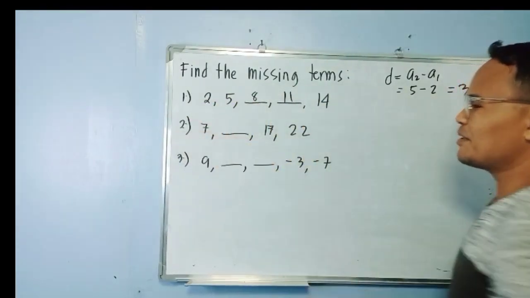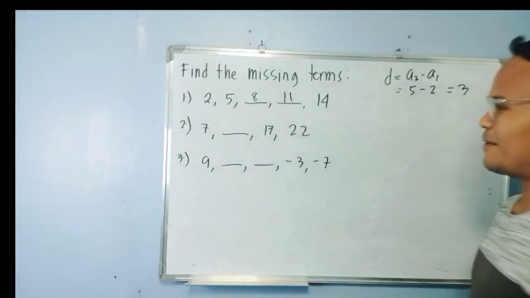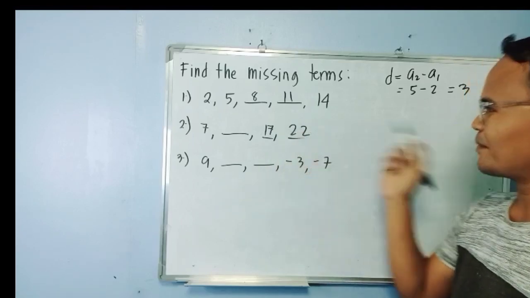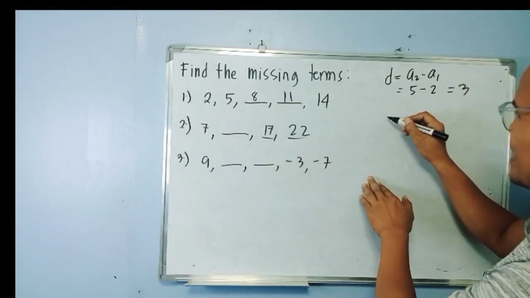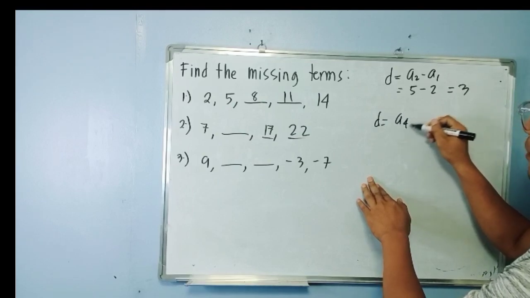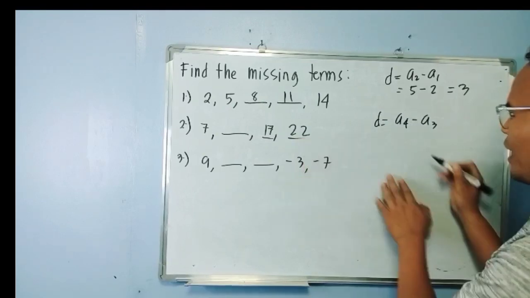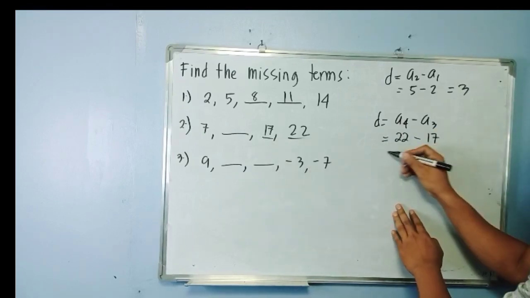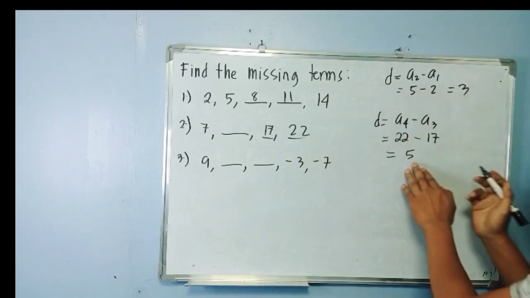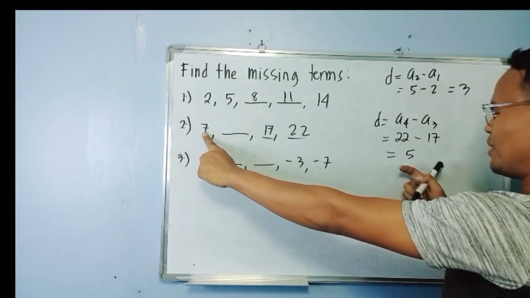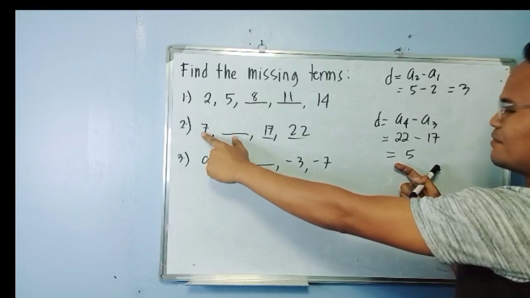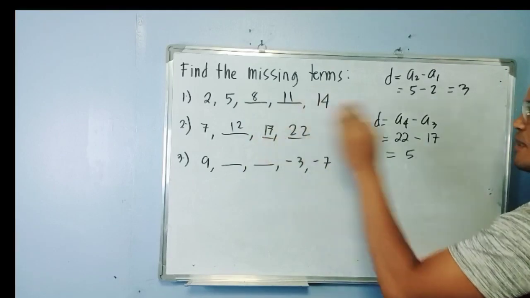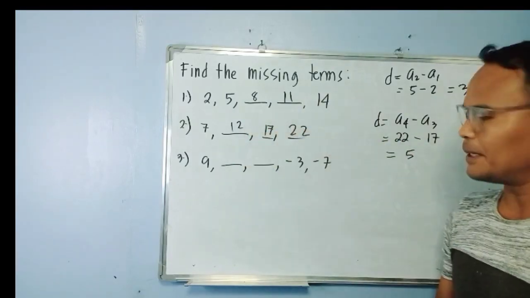Okay? Number 2, what is next to 7? We can get the common difference by using these 2 consecutive terms. So we have 4 terms. So we use d equals a sub 4 minus a sub 3. Our a sub 4 here is 22 minus a sub 3, 17, that is equal to 5. So the common difference is 5. So we added 5 to 7 to get the next term. 7 plus 5 is 12, 12 plus 5 is 17, 17 plus 5 is 22. So 12 is the missing term.